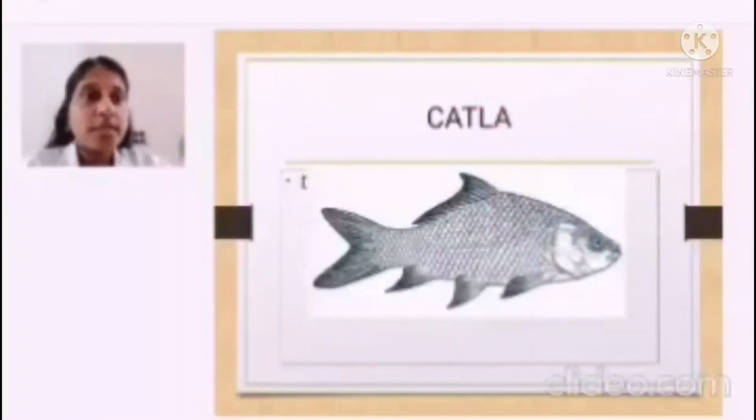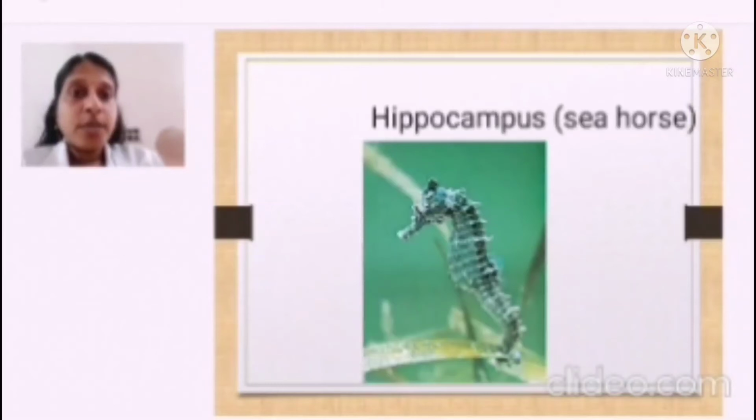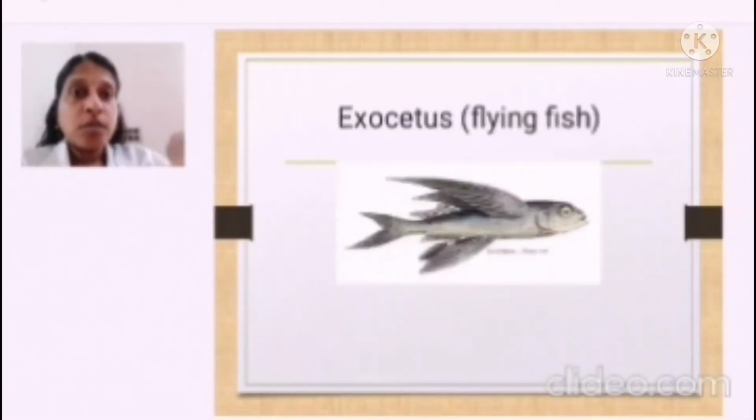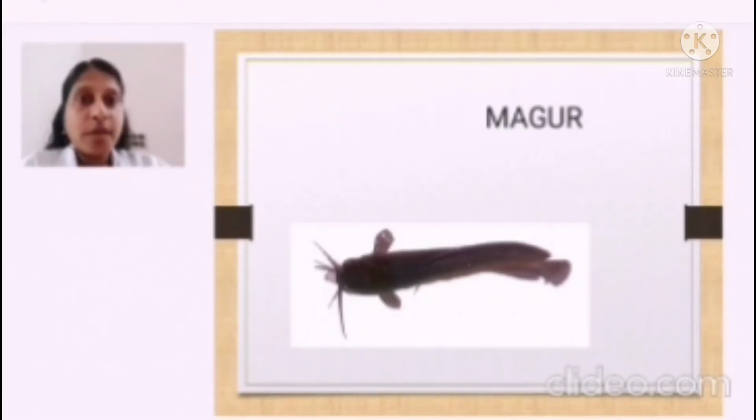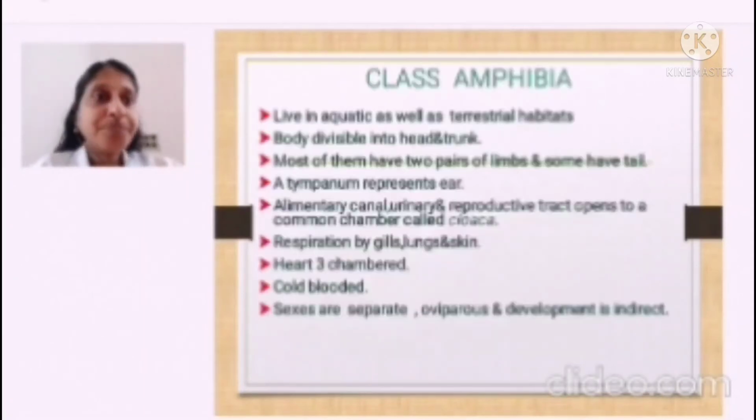So Osteichthyes: Katla, thereafter Hippocampus, seahorse, this one flying fish, Labeo, Magur, all these are coming under what? This Osteichthyes. Now Pisces is over. Now we are moving on to the next one. What is that? Amphibia. Okay. So under Amphibia, you can see Gnathostomata, under that Amphibia.